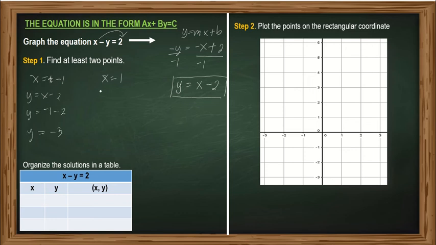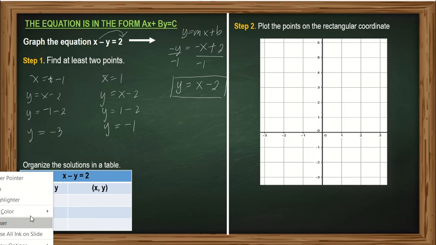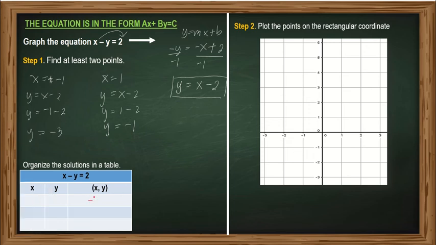Then we have here y is equal to x minus 2. Y is equal to 1 minus 2, so we have y is equal to negative 1. Okay, so plotting these points here, the ordered pairs are as follows: negative 1, negative 3. Then we have positive 1 and negative 1. Then we have negative 1, negative 3.